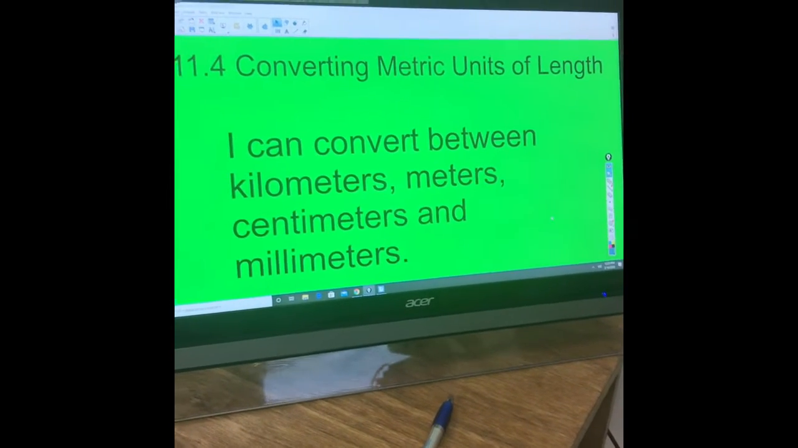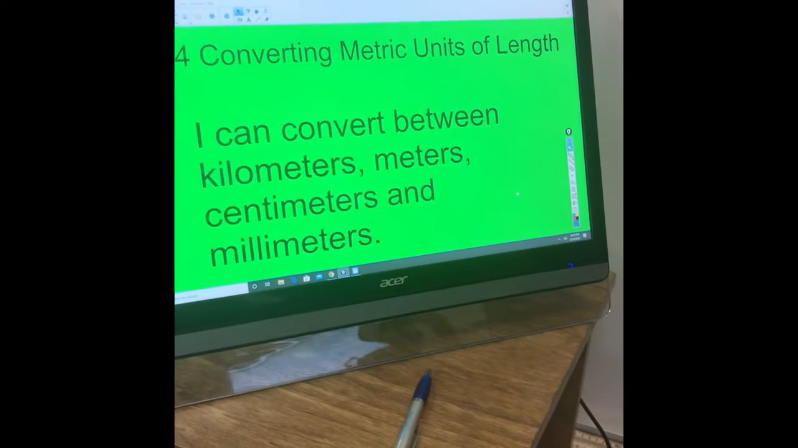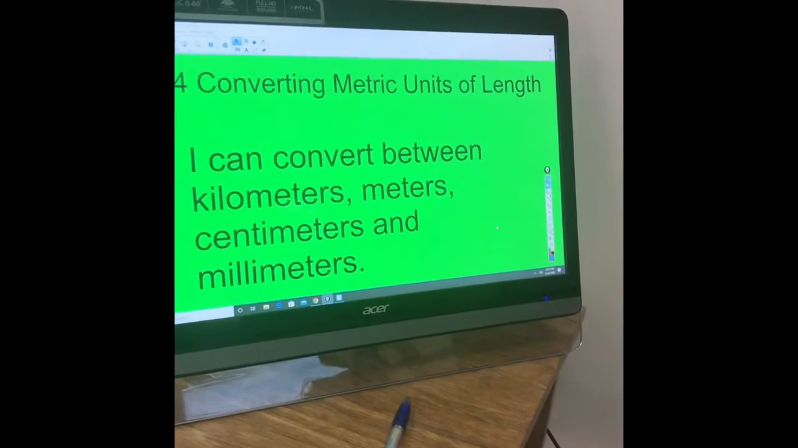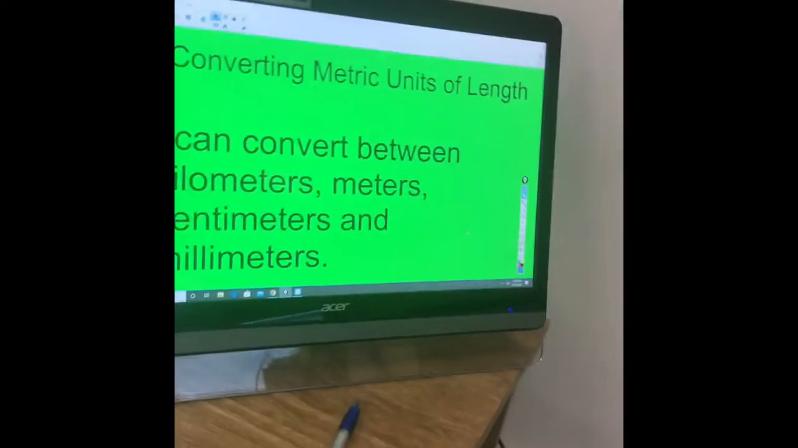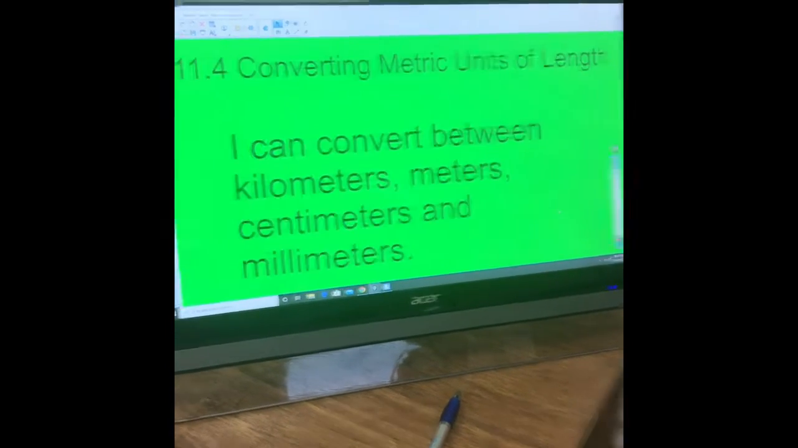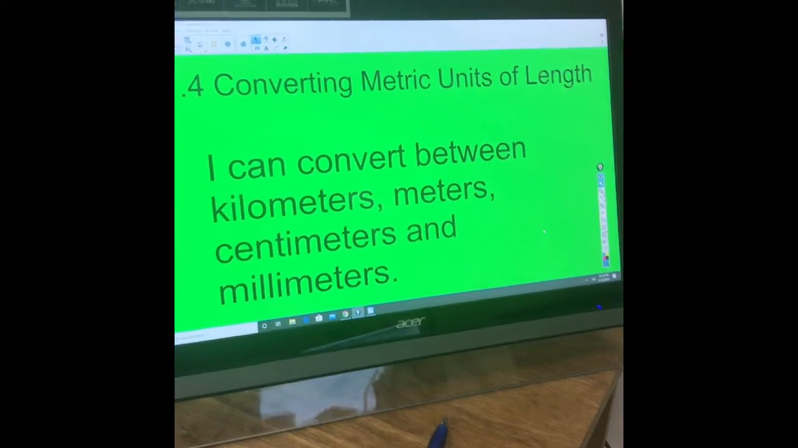All right, fifth graders, today I'm going to talk about converting metric units of length. We're going to go from kilometers to meters to centimeters to millimeters. This is the same type of conversions as inches, feet, yards, all that good stuff. So we're going to take a look.